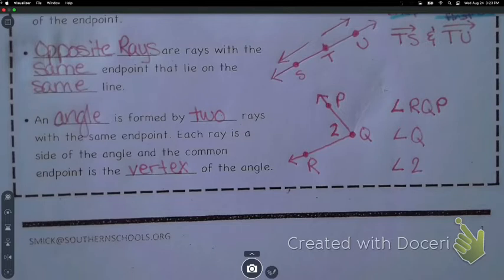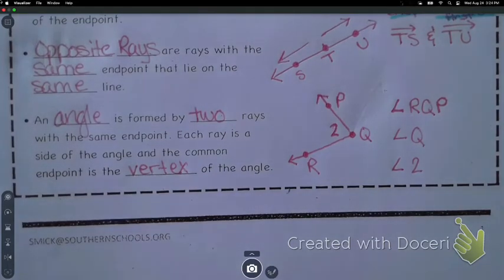Mm-hmm. Okay, so there's my picture. Do you see my two rays? Yeah. Okay. PQ and QR. Oh, nope. RQ. Nope. What goes first? QP. QP and QR. Your vertex, your endpoint, always goes first.